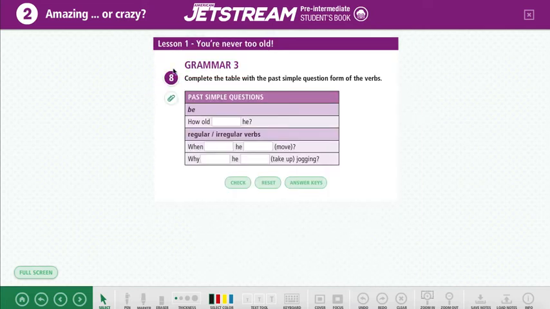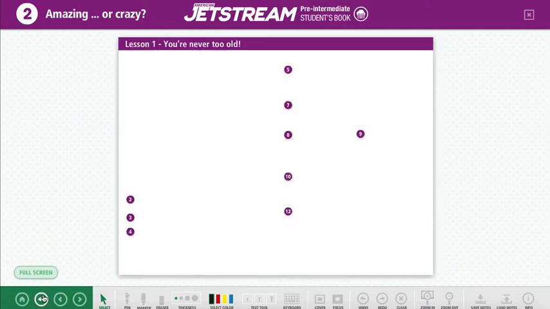Next one. Grammar number 3. This is about the questions. As I told you, for example, here. How old? Do you remember the question? How old are you? Or how old is he? Well, in past, it's going to be how old was he? Or with the auxiliaries, when did he move? Move in present, okay? Or why did he take up? Take up in present, okay?